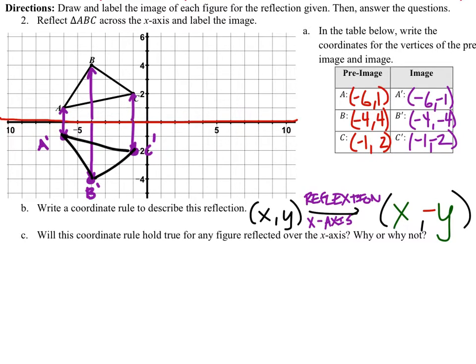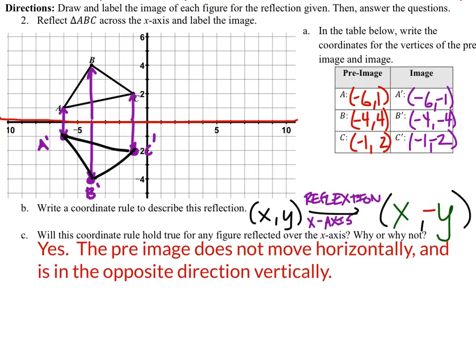So will this coordinate rule hold true for any figure reflected over the x-axis? Yes, it will. Why or why not? It's the same reasoning as the last one, except now we're looking differently in terms of horizontally and vertically. So yes, and this is what I have. The pre-image does not move horizontally and is in the opposite direction vertically. That's just demonstrating what we just showed. For example, C is above the line of reflection, but C prime is below, but the same distance from that line that we reflected over.